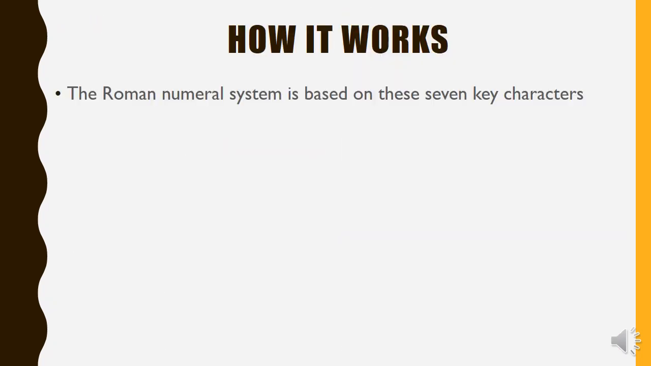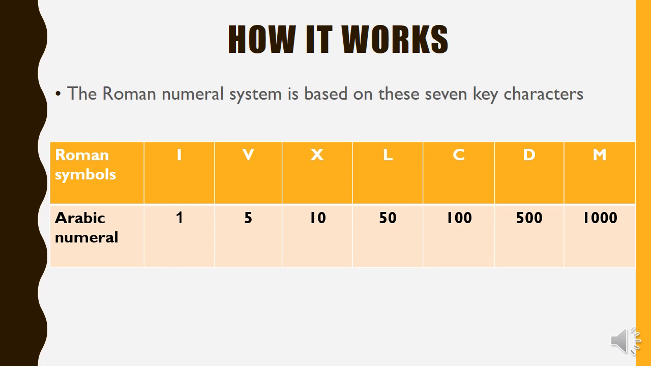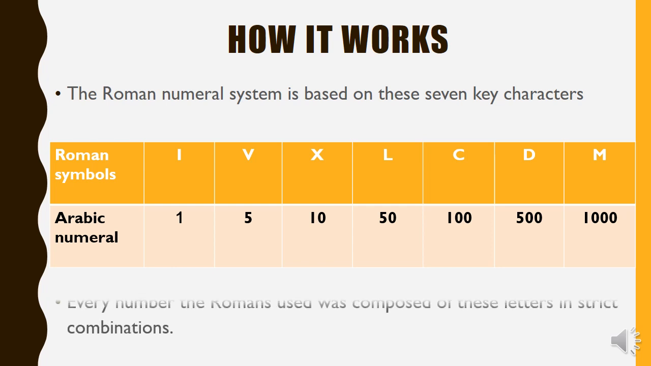Here's how it works. The Roman numeral system is based on these 7 key characters. I denotes 1, V denotes 5, X denotes 10, L denotes 50, C denotes 100, D denotes 500, and M denotes 1000. Every number the Romans used was composed of these letters in strict combinations.